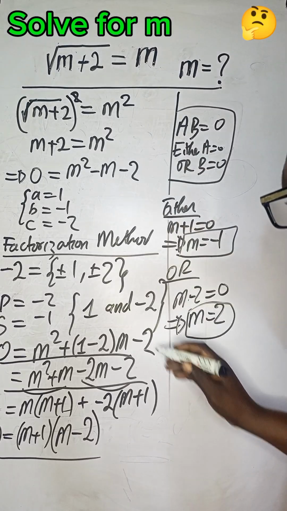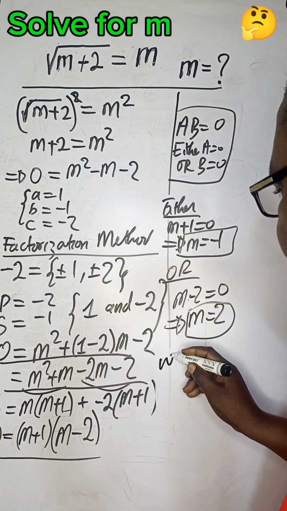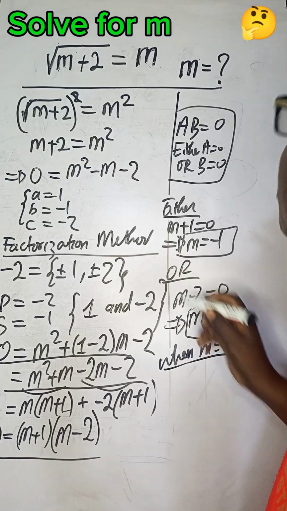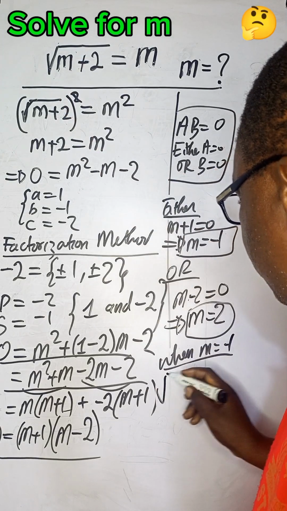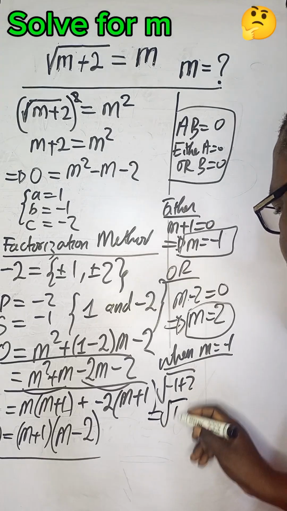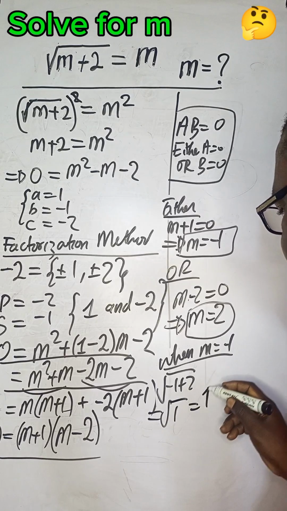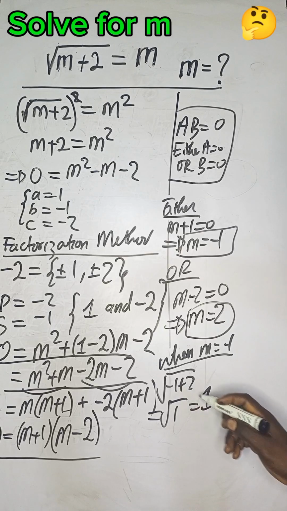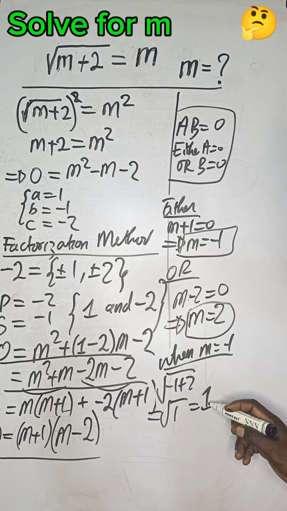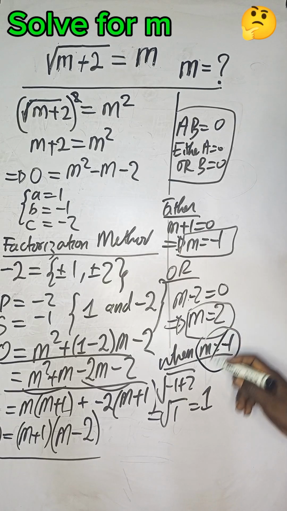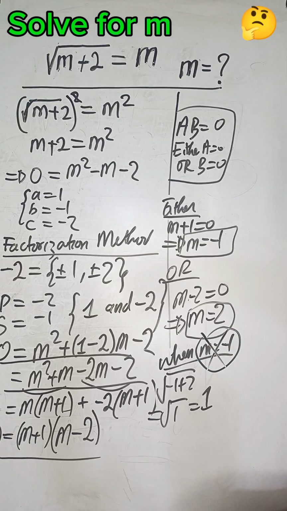Let's check with negative 1. When m is negative 1, let us put it there. We'll have the root of negative 1 plus 2. This will give us the root of 1, which is 1. All right, look at it. Do we have this value the same as this value? No. This value is negative 1. This one is positive 1. It means the value m equals negative 1 is not acceptable here.